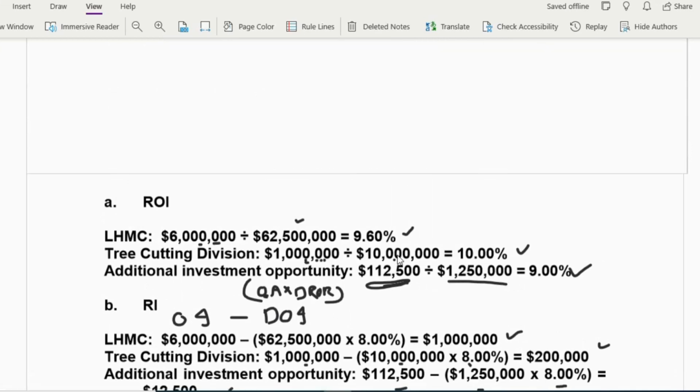Our main focus was on calculating ROI, which is return on investment, through different formulas, and also residual income. We also tried to figure out that if some information is missing, how can we find that information with the given data. Please practice well.